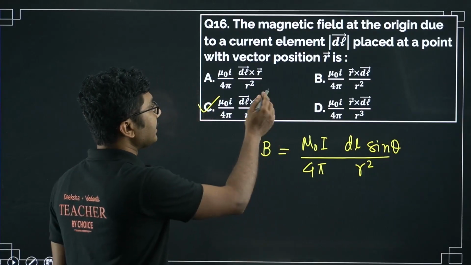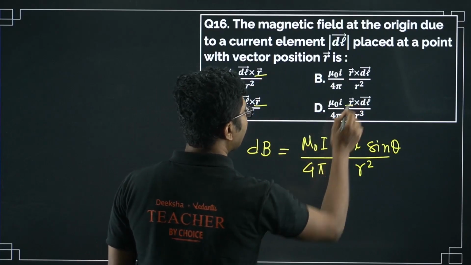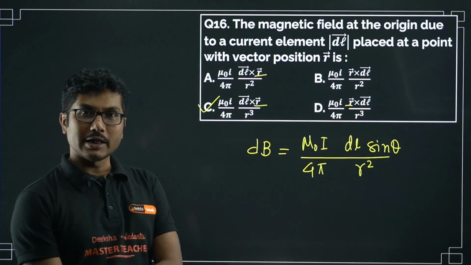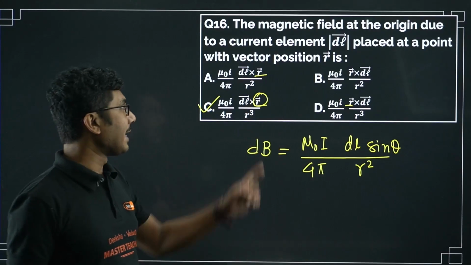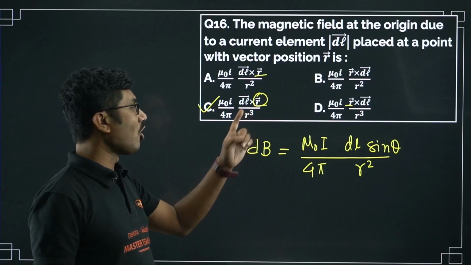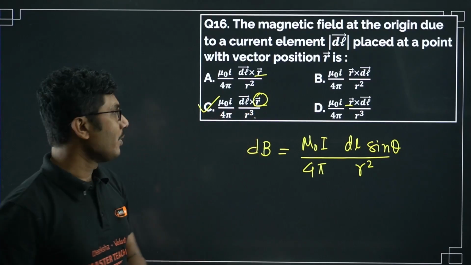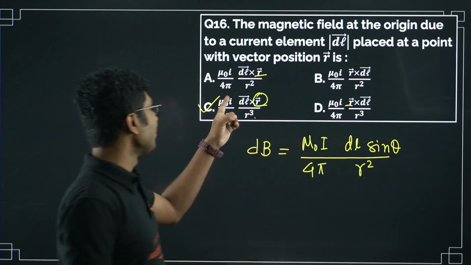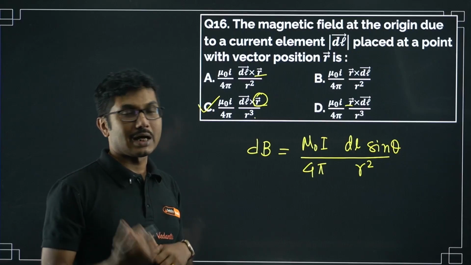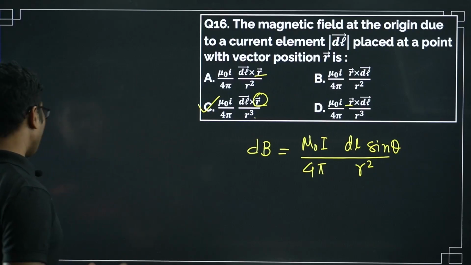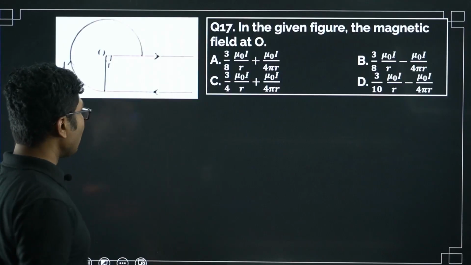Now here if you see, all of them have one r in the numerator, right? That means you are adding one extra r over here. So if you are adding one extra r here, then you obviously have to divide by this extra r. So it will be r cube. So the correct answer is mu naught I by 4 pi dl cross r by r cube. You have to remember it is dl cross r, not r cross dl. That is the only thing you have to remember, and this trick. This is the old trick.